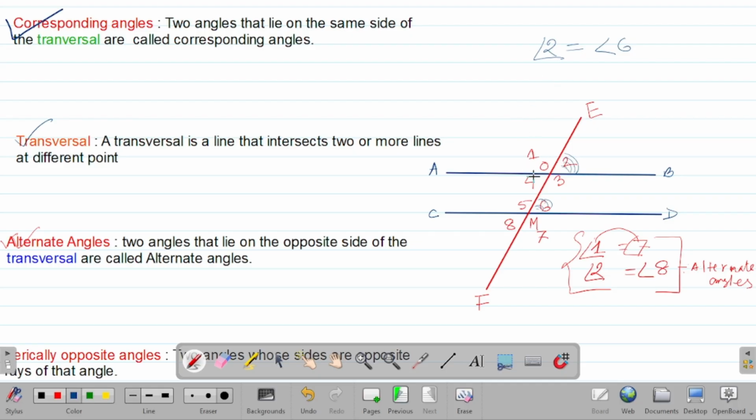On the other hand, if you try to find another pair of corresponding angles, take angle 4. Angle 4 is equal to angle 8. These two pairs of angles are called corresponding angles.